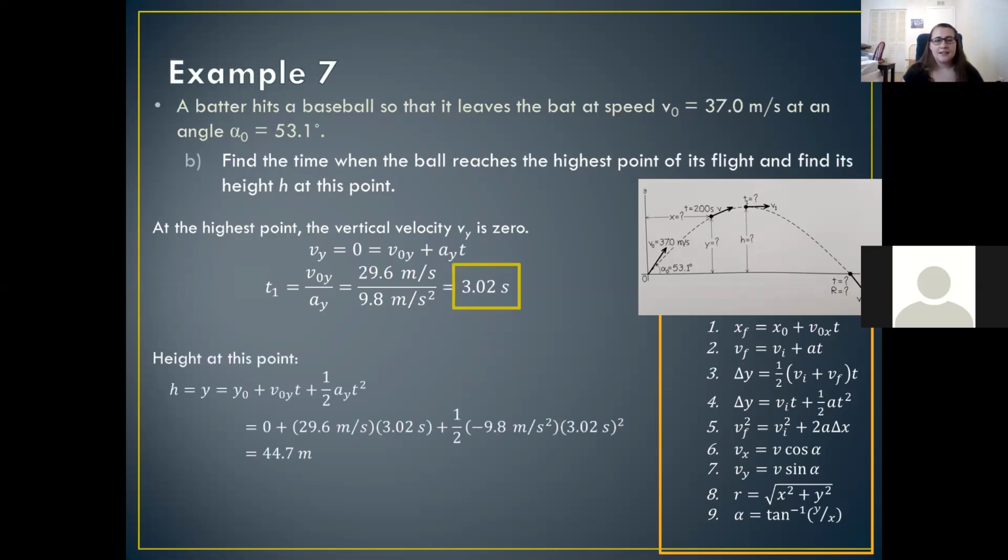And we can find this height using equation number 4. Right? Height is just another way to say the y position. So we'll use equation number 4. Our initial y position down at, we're going to call it the ground, even though it's where the bat was. So our initial y position is 0, and our initial y velocity we found in part A. Our time we just found up there to be 3.02 seconds. So that gives us a height of 44.7 meters.